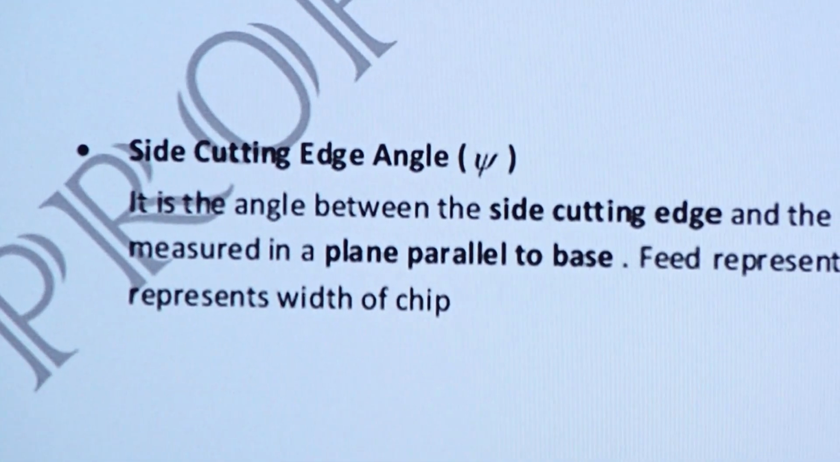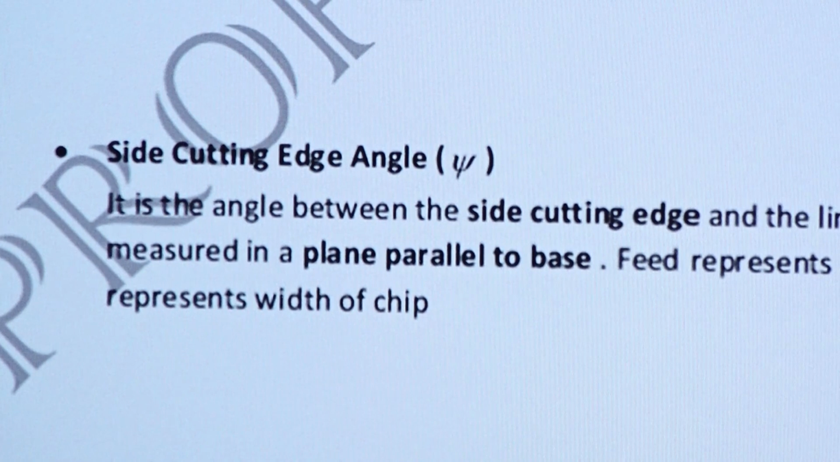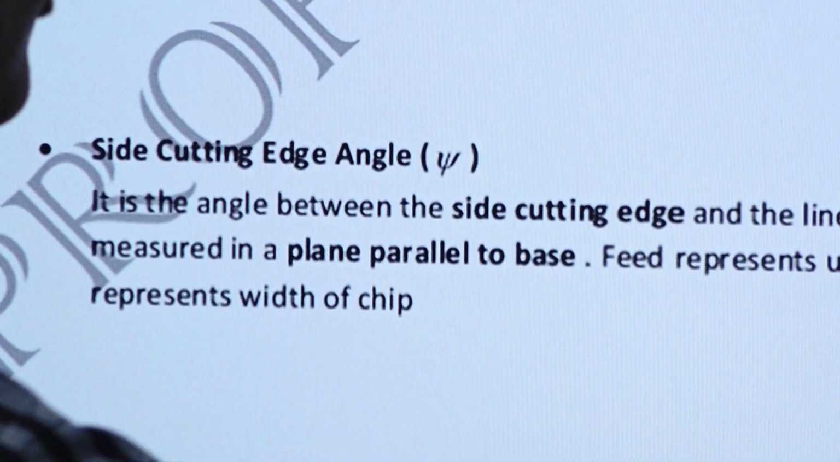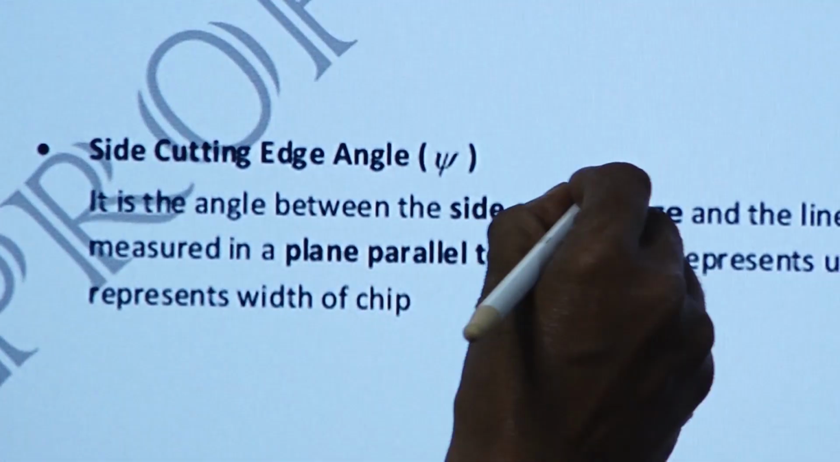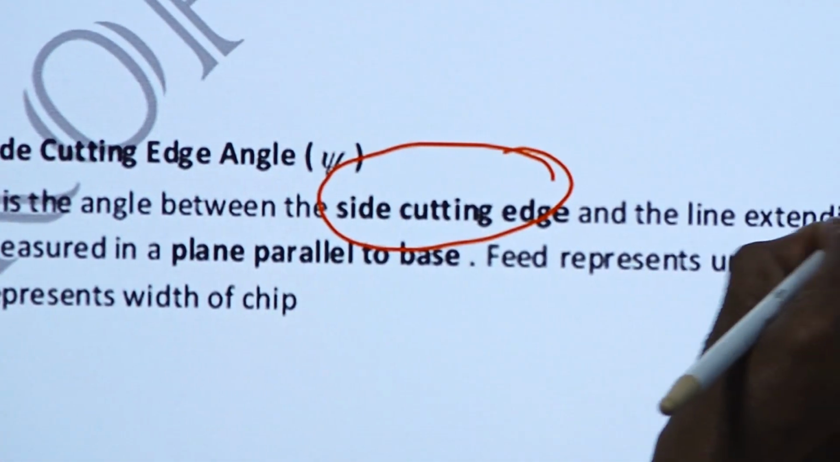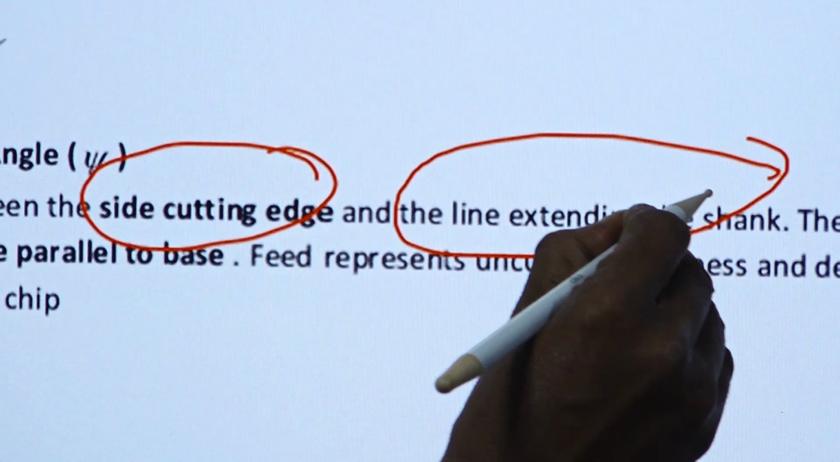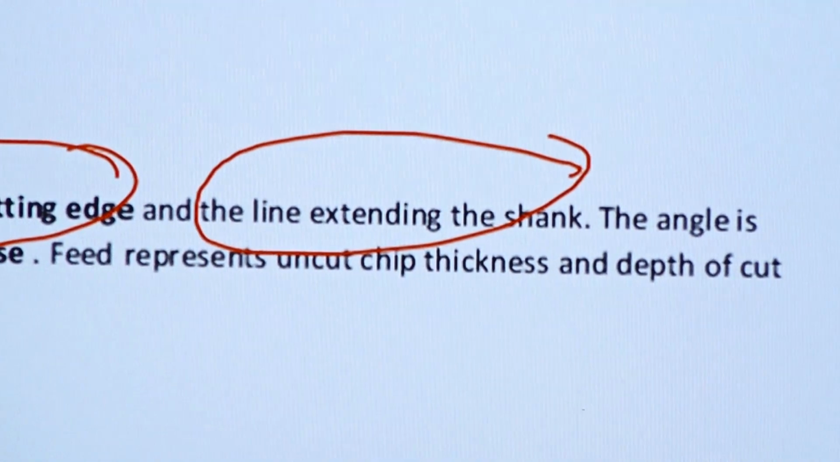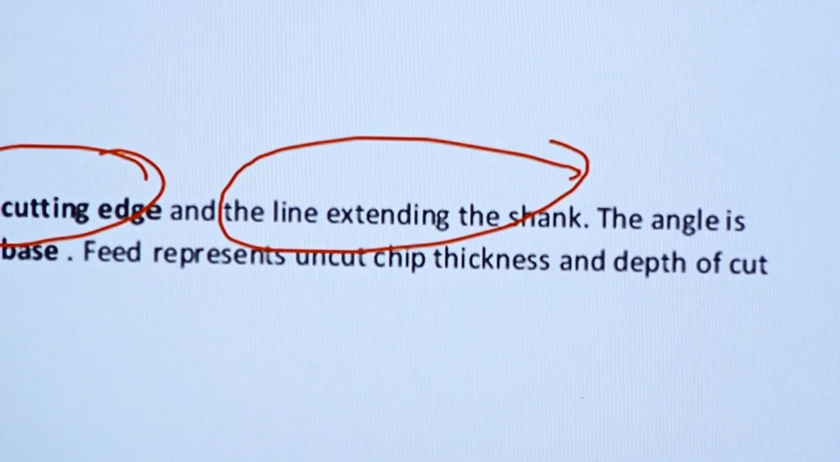Next we are going to see about the side cutting edge angle. Side cutting edge angle is the angle between the side cutting edge and the line extending the shank. When you extend the shank, you have to measure in the plane parallel to the base.